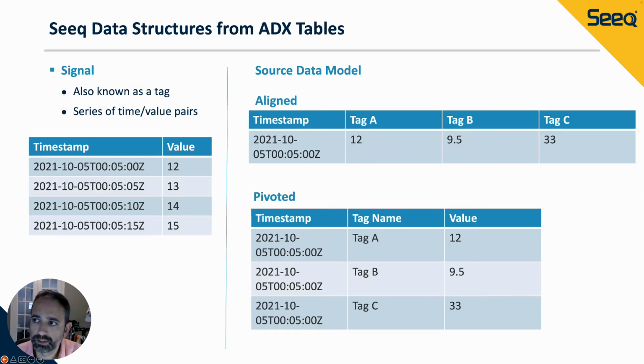There are two types of data models that we support from a signal perspective within ADX. An aligned data model in which each tag has its own column aligned to a singular timestamp, or a pivoted model in which you have a single value column and a column that denotes which tag those values are associated with. It's important to note that the Seeq data type will be derived from the data type of the column that has been defined within ADX.